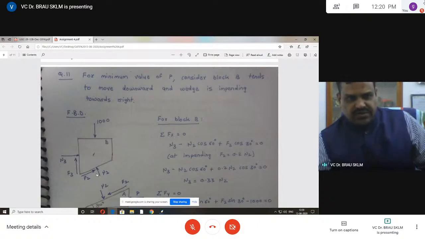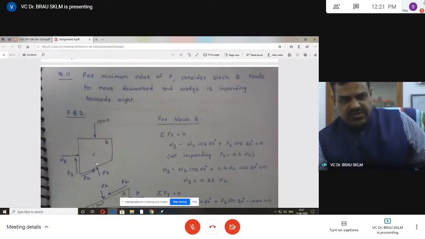This is N2 and this is F2. This is N3 and this is F3. The third point and this is second point. Now this angle of inclination is 30 degrees. This angle, 30 degrees, is given. That means F2 cos theta horizontal, F2 sin theta vertical.